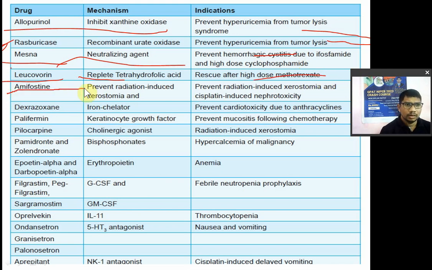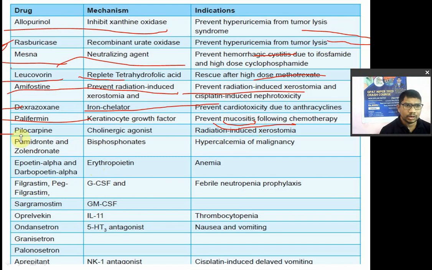Amifostine is used to prevent the radiation-induced xerostomia, or also used in the prevention of kidney toxicity caused by cisplatin. Dexrazoxane is an iron chelator, prevents the cardiotoxicity caused by anthracyclines. Then palifermin, keratinocyte growth factor, prevents the mucositis followed by chemotherapy. जब mucositis adverse effect होता है, मतलब जो mucus layer है वो remove हो जाएगा chemotherapy की वजह से. So in that palifermin drug is used.